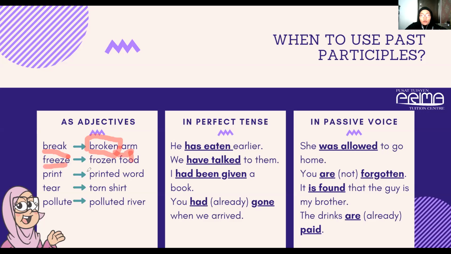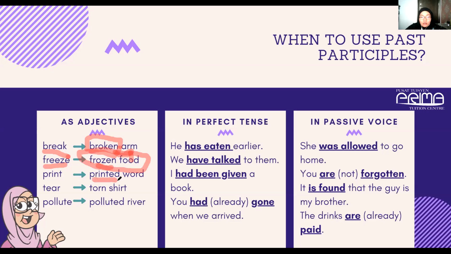Number two, freeze. The past participle form for freeze is frozen. Okay, it's not the cartoon, the Elsa one. Let it go, let it go. So frozen is the past participle and can also be used as an adjective to describe frozen food or frozen drink. So basically frozen in this phrase functions as an adjective.